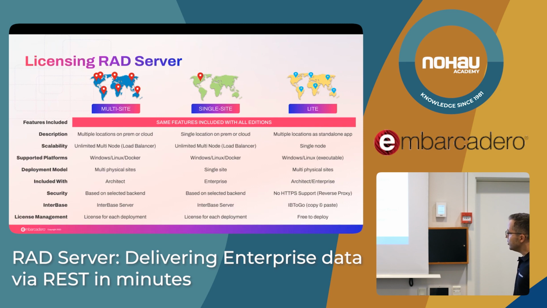For Lite, we don't use an InterBase server instance. We use IB2Go instead, which is the embedded version of InterBase. So you don't need to install it as such. You just need to copy the DLLs, and because it's single-threaded, we don't need multiple concurrent access. We can use IB2Go, and it's just a DLL that you copy and paste, and you copy the InterBase database, and off you go. And the license management, as I mentioned: a license for each deployment on single site and multi-site, but the Lite is free to deploy once you have the license.